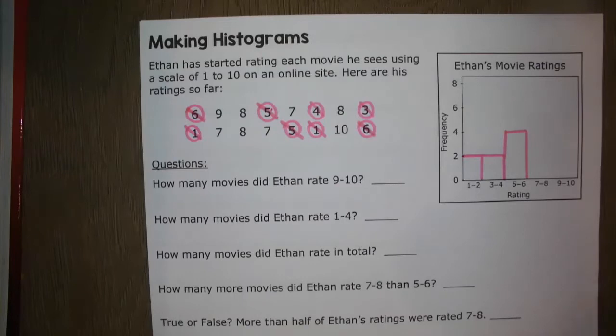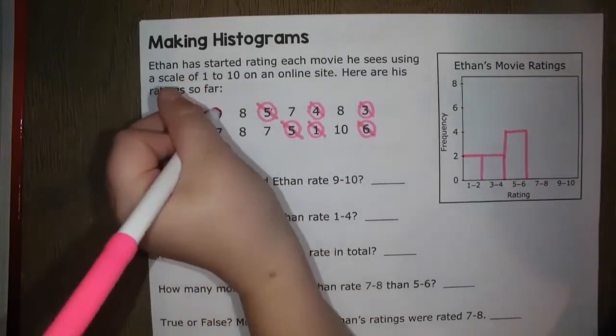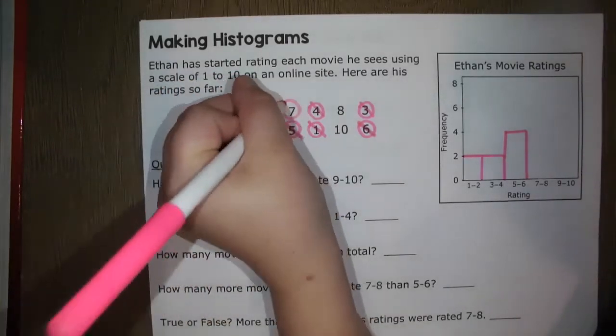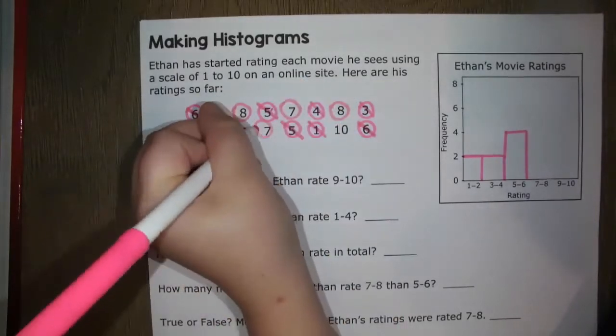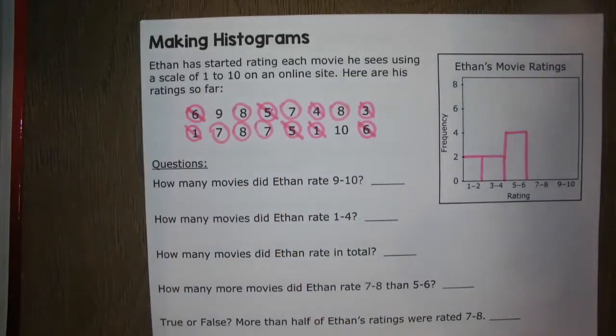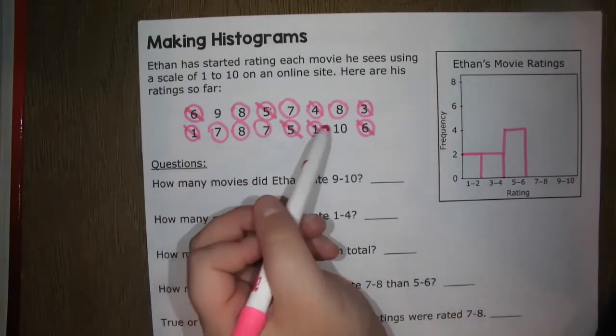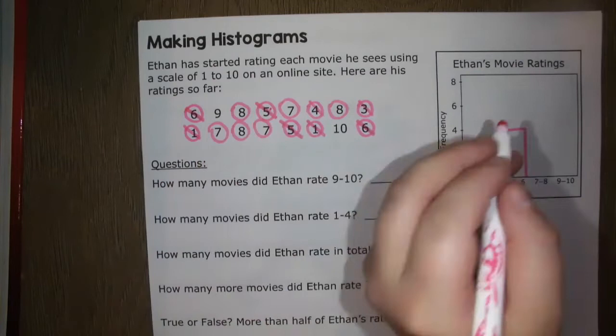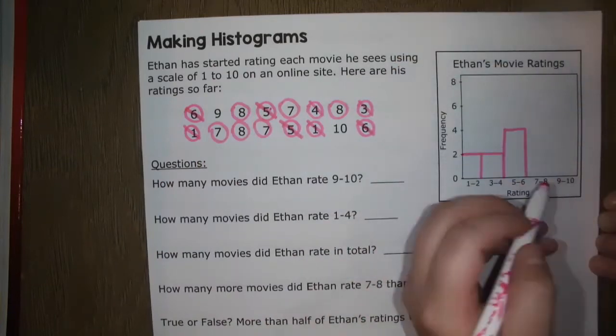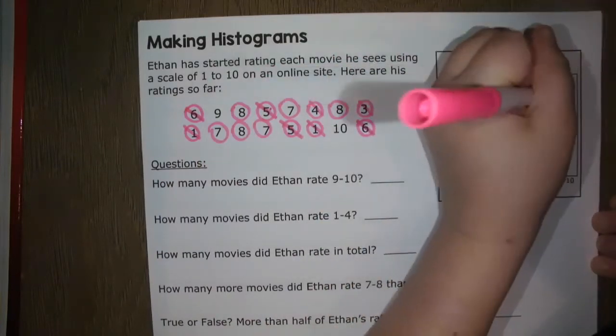7 to 8. So I'm going to see how many are in there, and that's 1, 2, 3, 4, 5, 6. Wow, that is a popular rating. So 7 to 8 occurred very frequently, it occurred 6 times. So I'm going to make the 7 to 8 bar go up to 6.